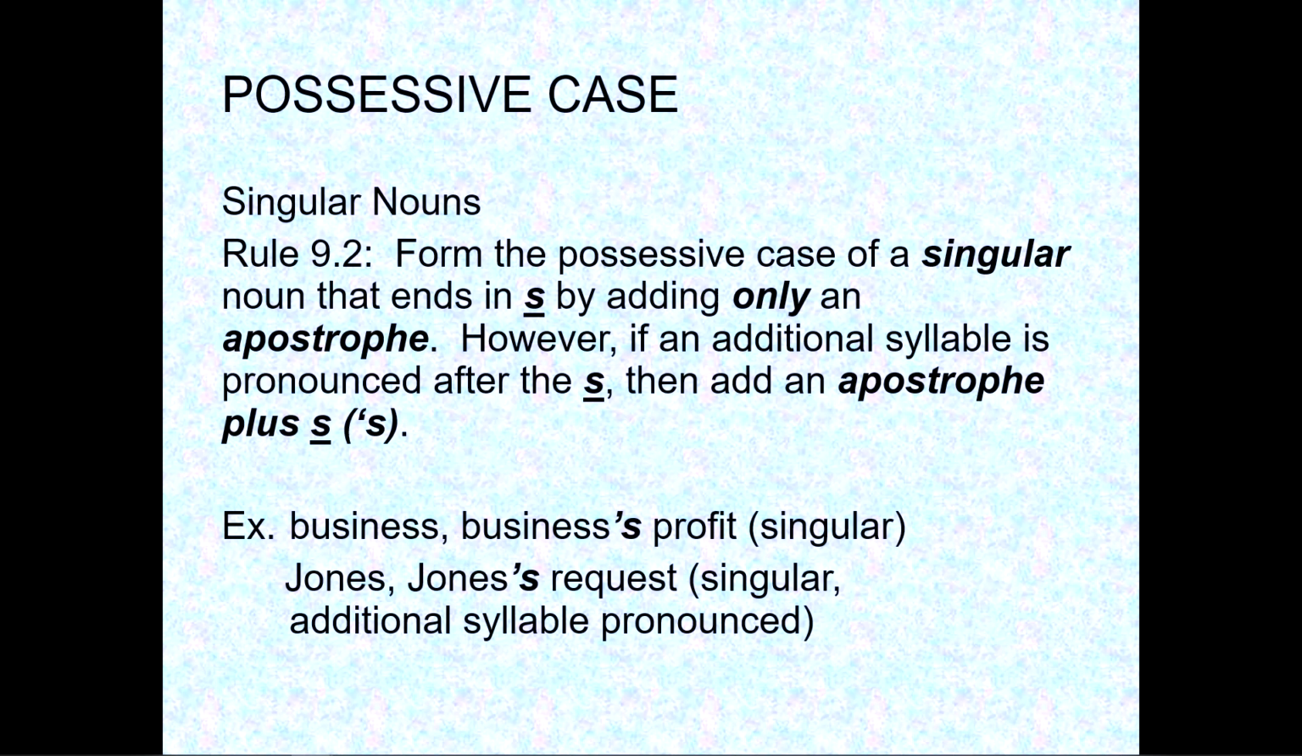Rule 9.2, singular nouns. Form the possessive case of a singular noun that ends in S by adding only an apostrophe. However, if an additional syllable is pronounced after the S, then add an apostrophe plus S. Here are the examples. Business, business's. Jones, Jones's. Singular, additional syllable pronounced, right? You got that? Business, business's profit. Jones, Jones's request.